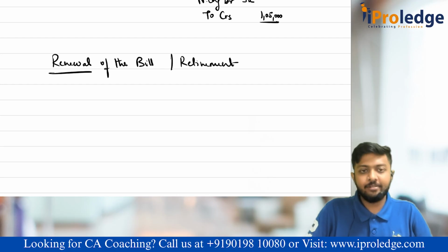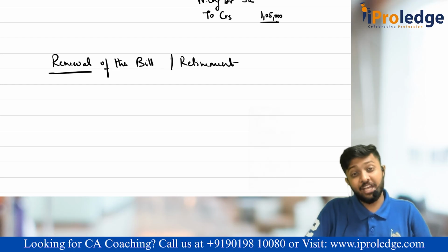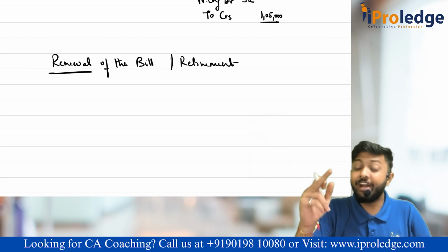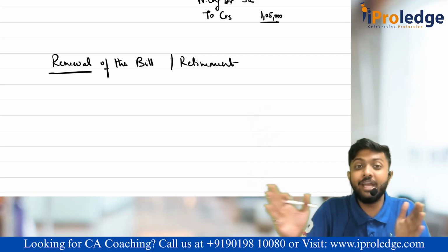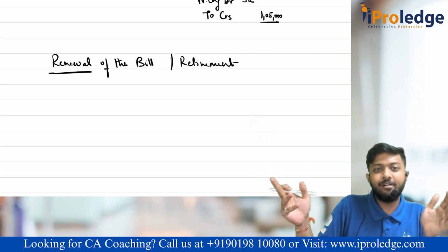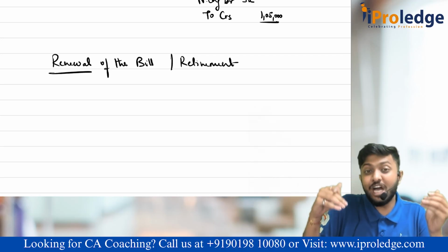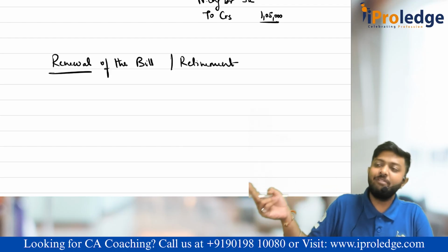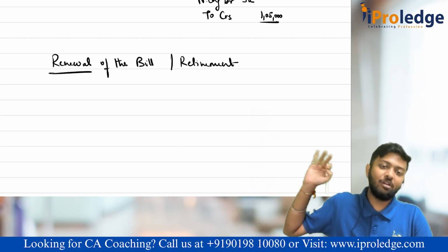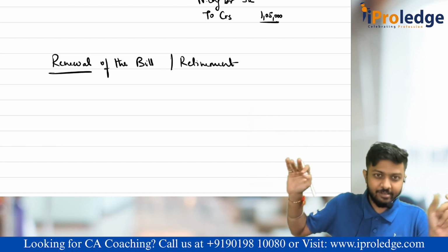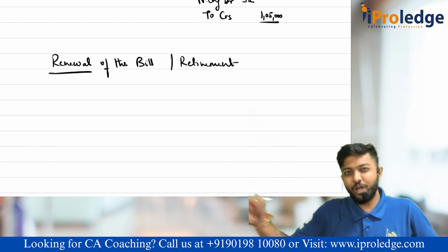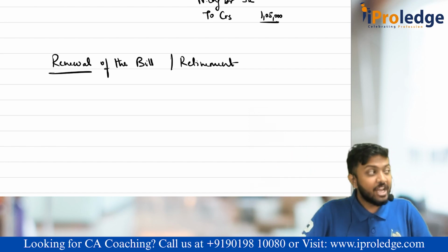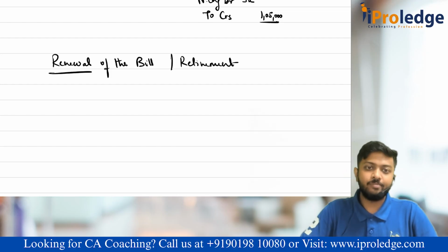Will A agree? Yes, A will agree, but only if B gives interest. Why? Because A is extending the period by 2 months. Why will A simply do that? So A will charge interest from B for the 2 months that he is extending, and he will renew the bill. This is called renewal of the bill, the extension of the period. Earlier it was 3 months, he asked you to extend it by 2. So this extension of the period is called renewal of the bill.